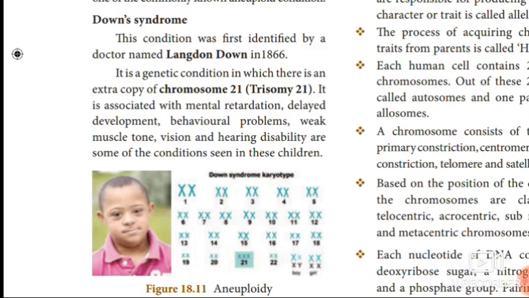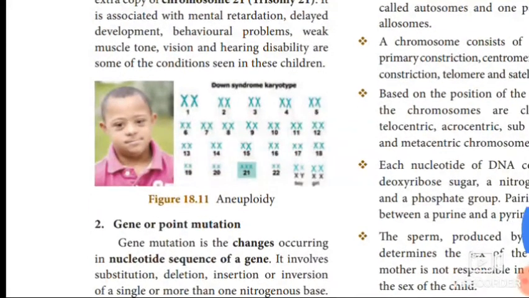For example, trisomy, that is 2n plus 1. Out of 46 chromosomes, in chromosome number 21, an extra chromosome is added. It is called trisomy 21. It may be asked as one more question. It is associated with mental retardation, delayed development, behavioral problems, weak muscle tone, and vision and hearing disability. These are the common conditions seen in these children. This is called Down syndrome, and it is due to aneuploidy.